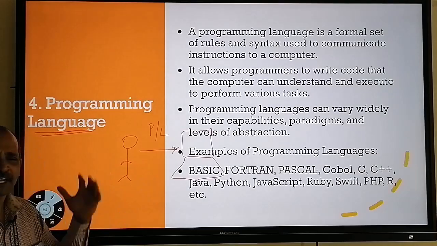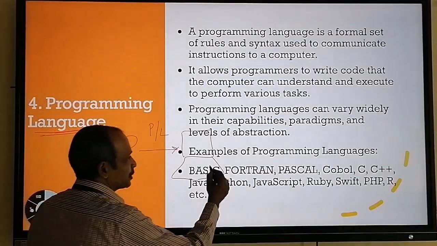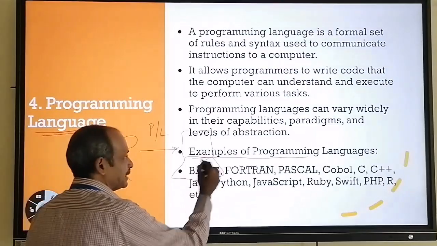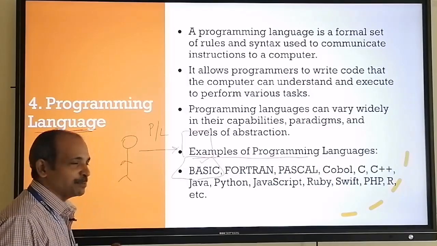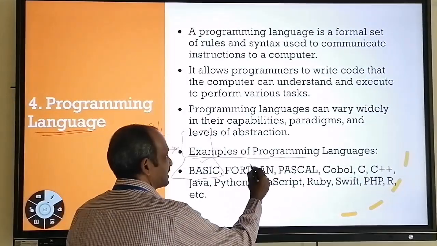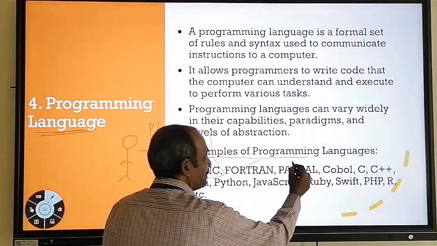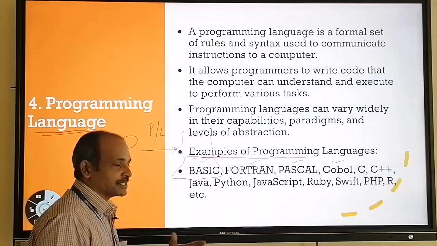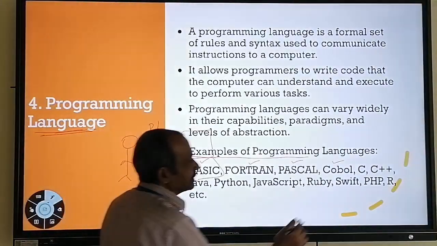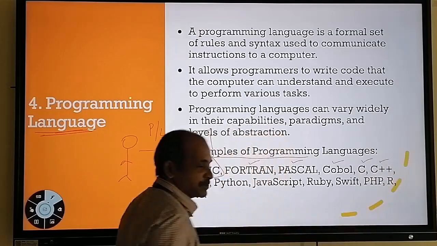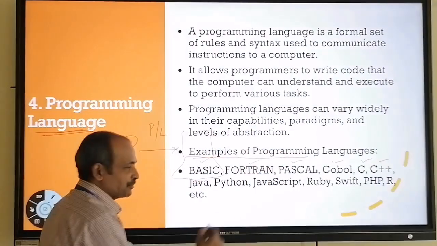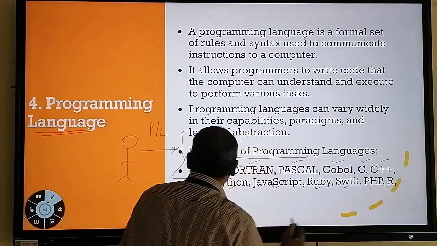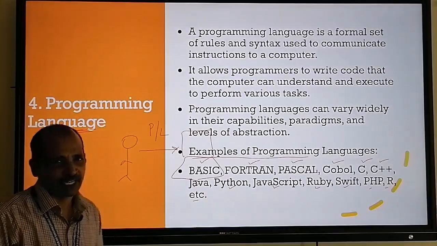So there are plenty of programming languages available. You can see these are all examples of programming languages. The first one is BASIC, beginners all purpose symbolic instruction code. Formula translation, which is called Fortran. Then Pascal, COBOL. COBOL can be expanded as common business oriented language. Then we have the C programming language, C++, Java, Python, JavaScript, Ruby, Swift, PHP, etc. So there are so many other programming languages available.